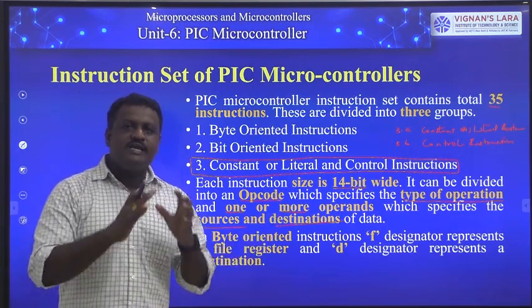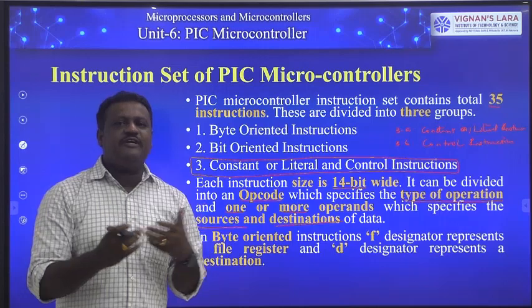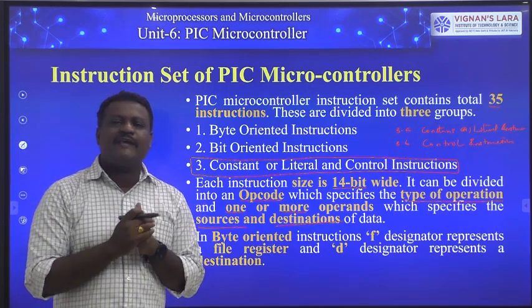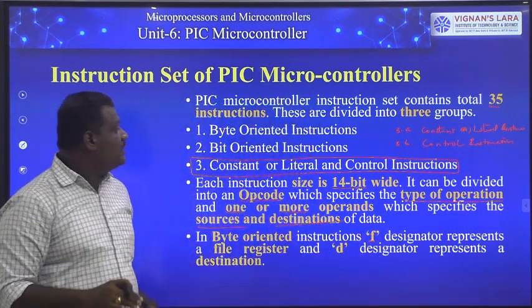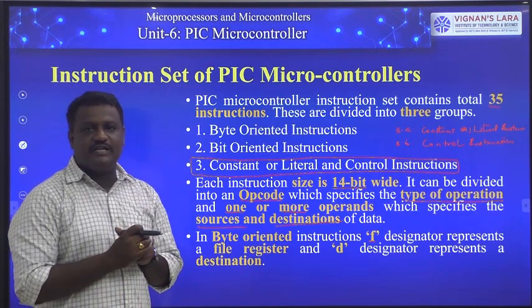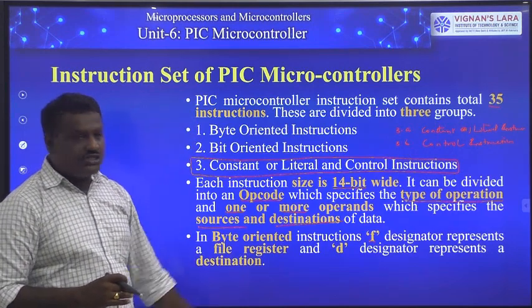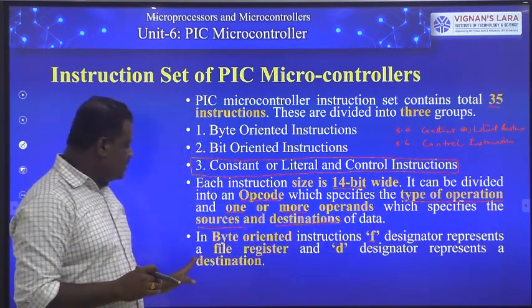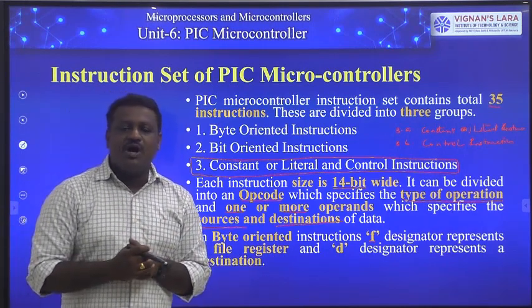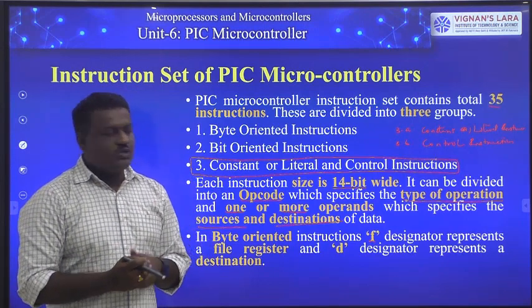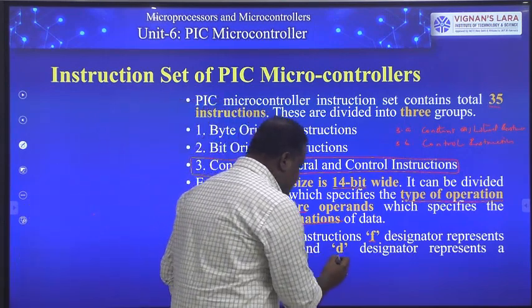One more important thing is that in this PIC instruction set, we use different letters in lowercase or small letters. One of them is F, which we identify in both the byte-oriented as well as bit-oriented instructions. In byte-oriented instructions, the F designator represents a file register, that is nothing but RAM or a particular location in RAM.